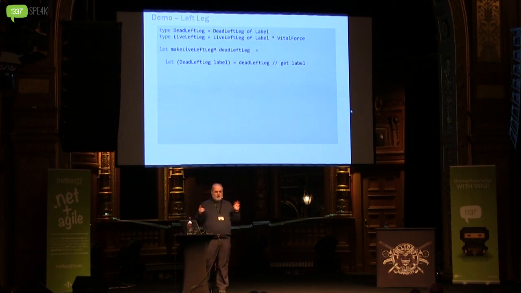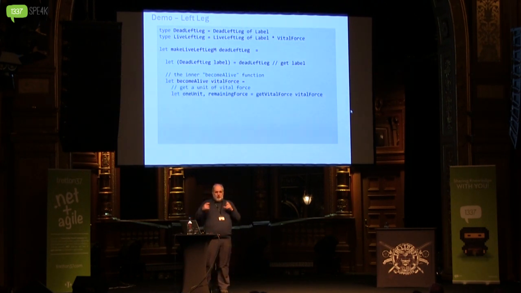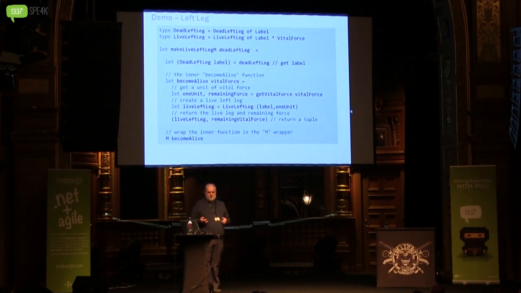So we're going to take the label, we kept track of which person the leg came from, so there's a label attached to the leg, and then we create our little become alive function. The become alive function needs some vital force. We take a unit of that vital force, and we get 1 unit, and we've got some remaining vital force that we need for next time. Then we create the actual live thing with that vital force, and we return the live thing and the remaining vital force as a tuple. And then we wrap that whole function up with this M thing.